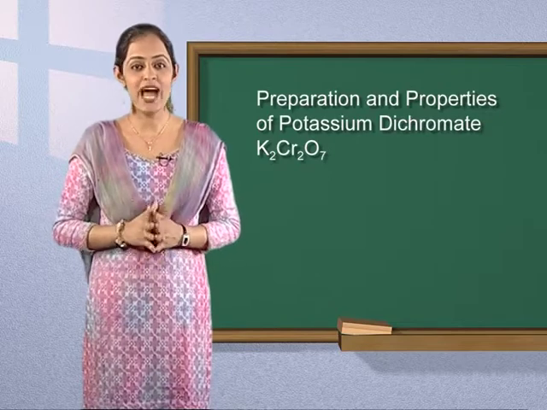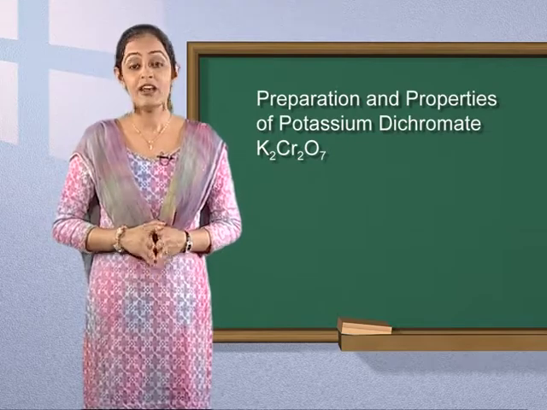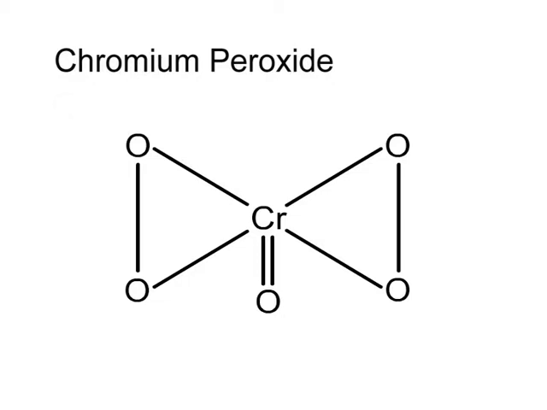After discussing the reaction of potassium dichromate with hydrogen peroxide, we will discuss the structure of chromium peroxide, that is CrO5, and the oxidation state of chromium in chromium peroxide. Let us have a look at the structure of chromium peroxide. Here, chromium is surrounded by 5 oxygen atoms. Also, chromium has +6 oxidation state in it.